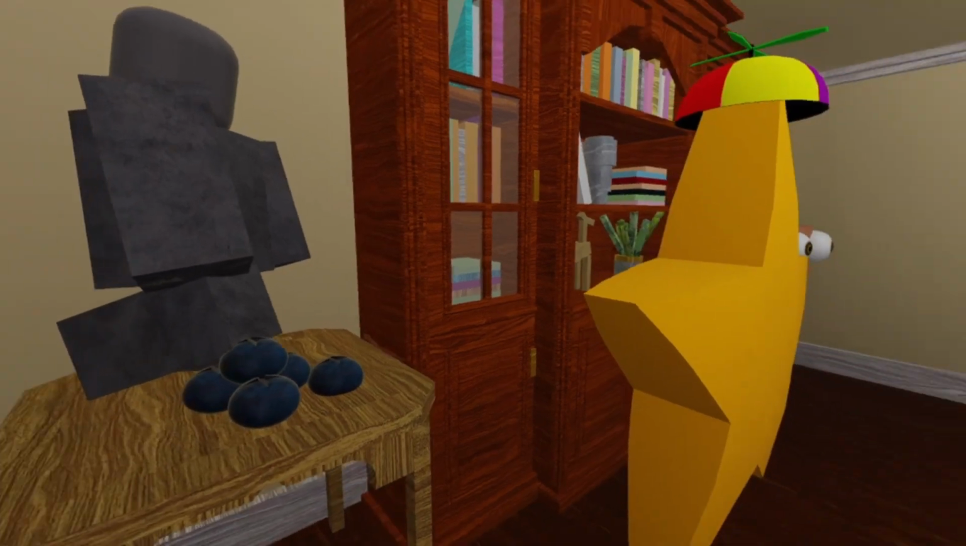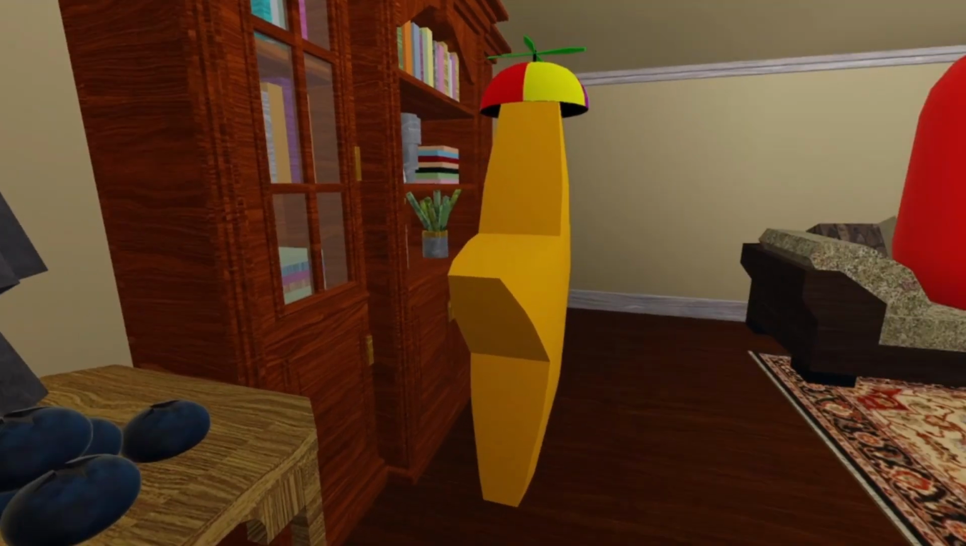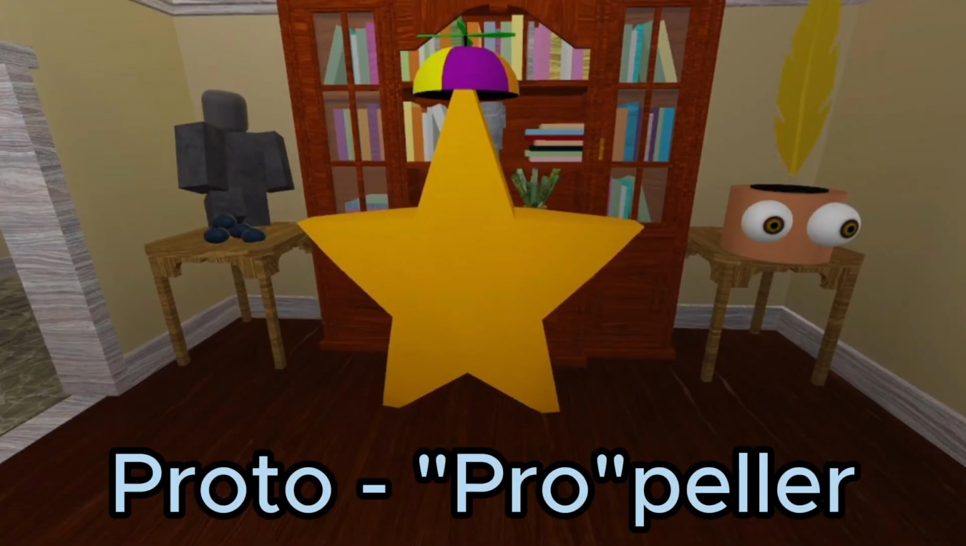Next up in the star cycle, we form a protostar. To represent this, we have a star with a propeller hat at the bookshelf. The propeller represents proto.